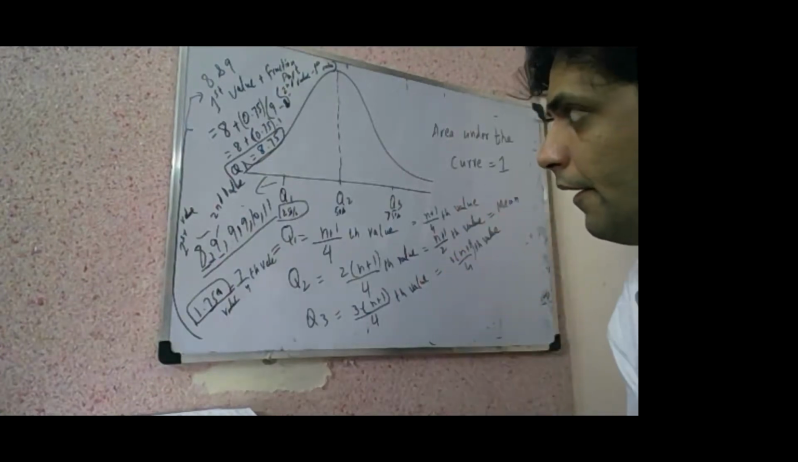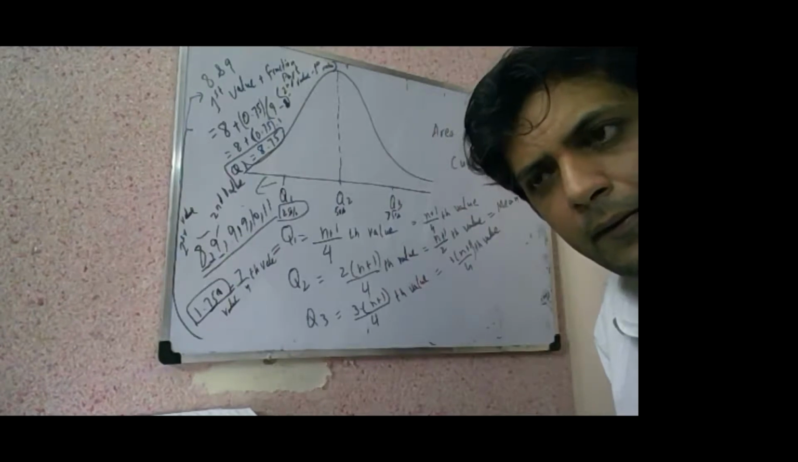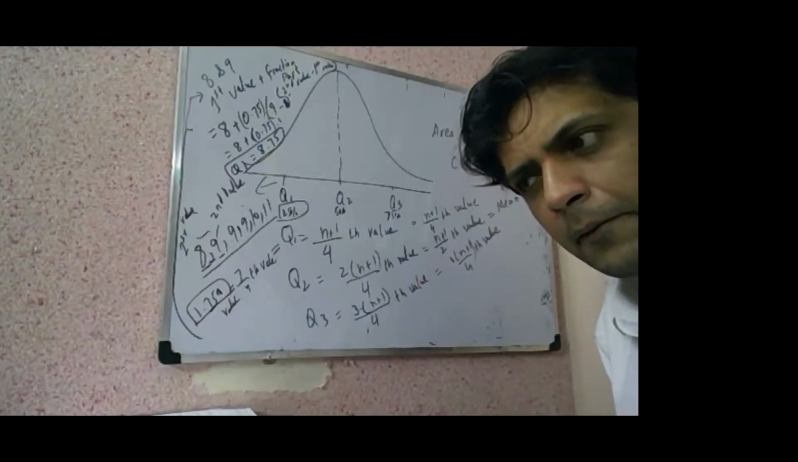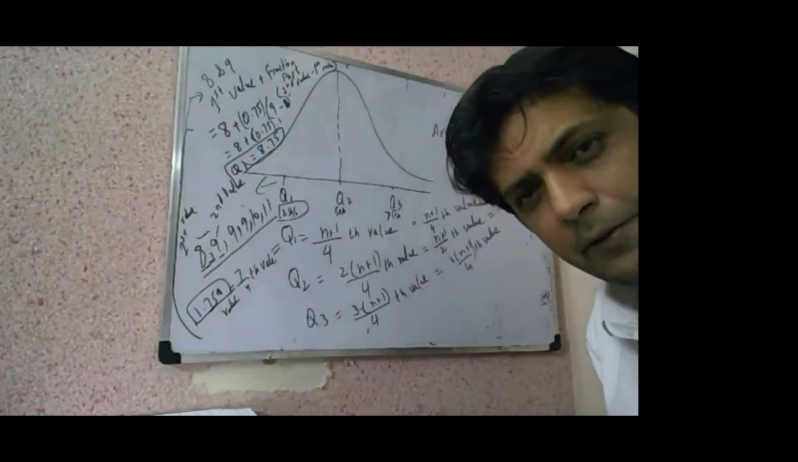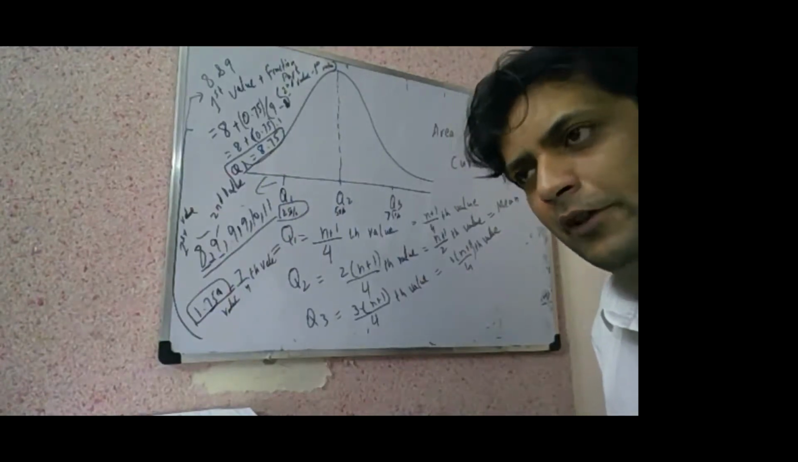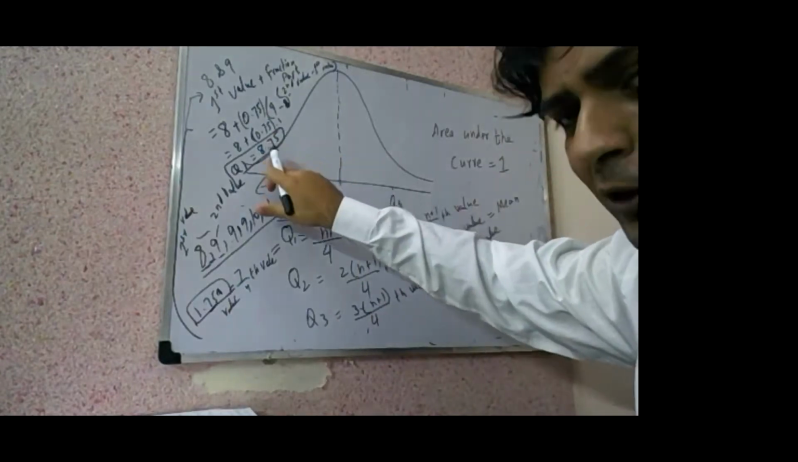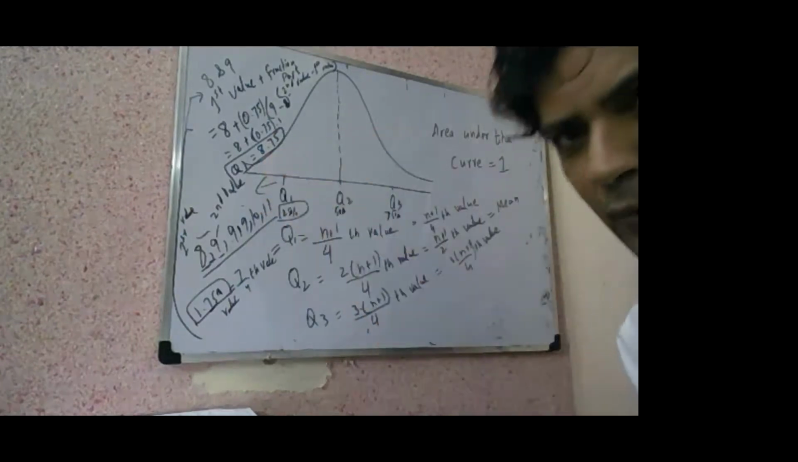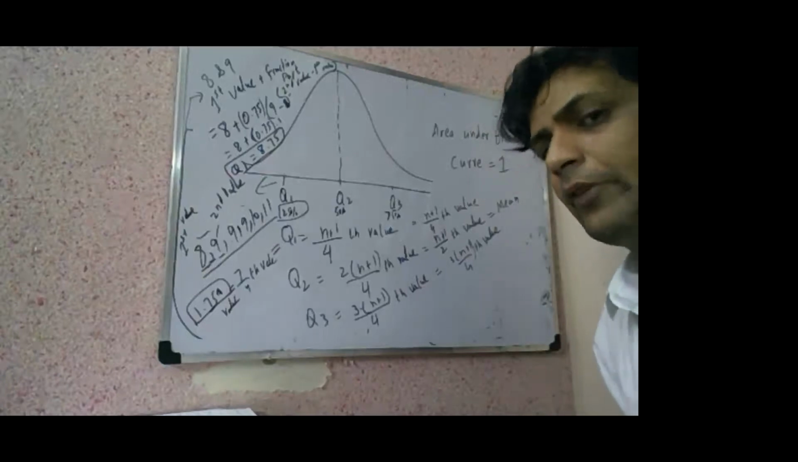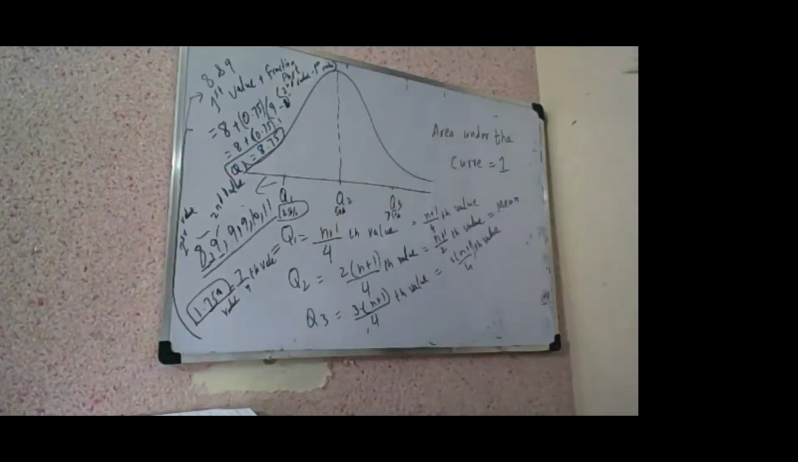So among 50 students, what is 25% of 50? Almost 12.5, but we cannot divide the students, right? So what we can do is say 12 students. So 12 students got a Q1 value of 8.75 or less marks. Do you understand? Have a look, because it's really important to understand.